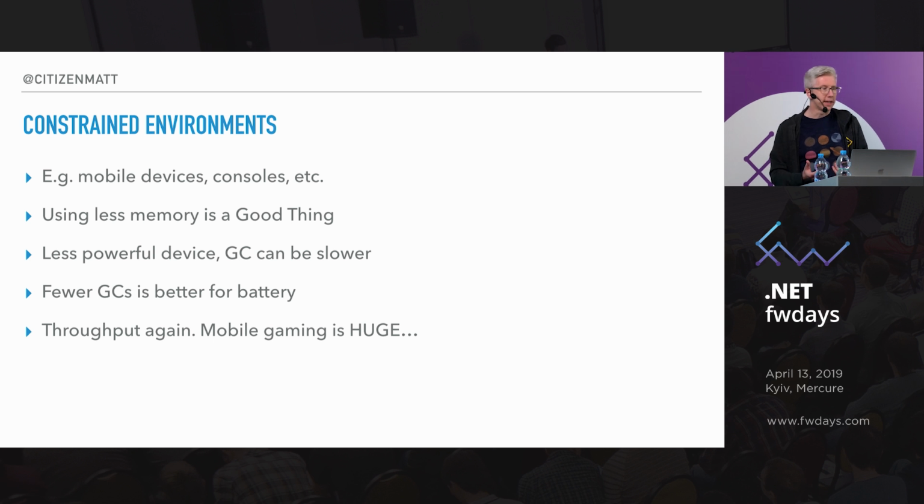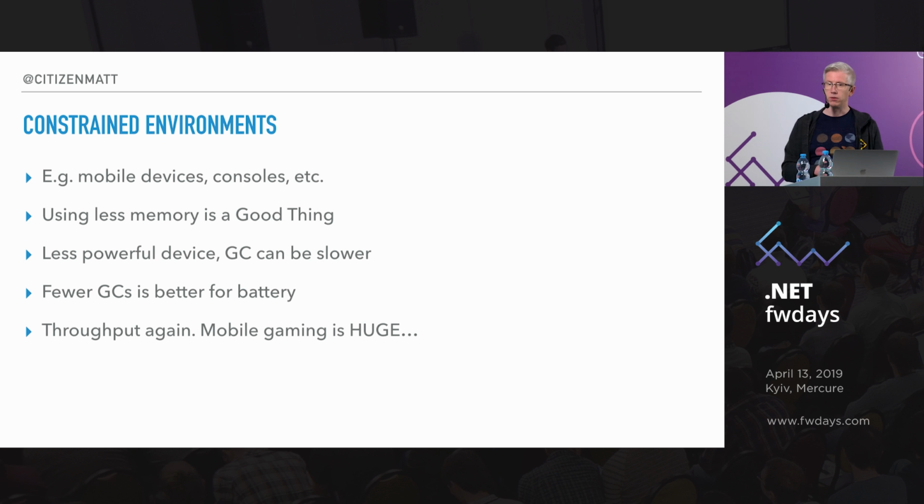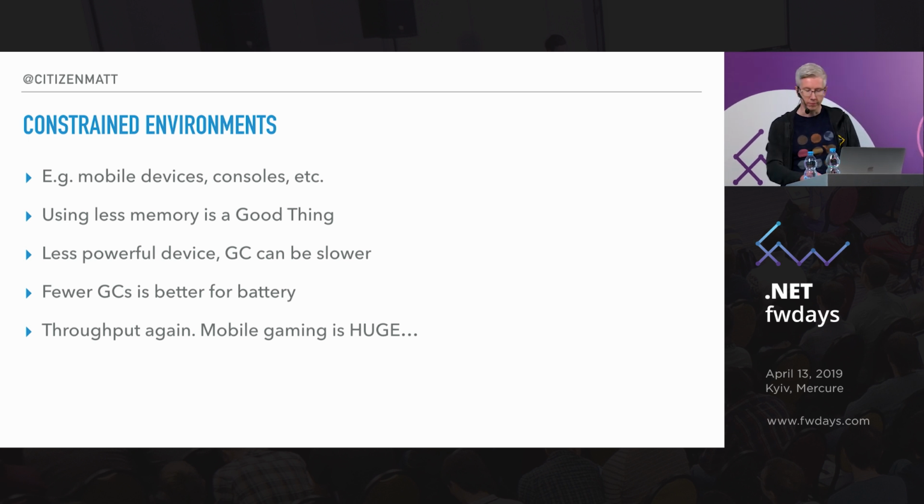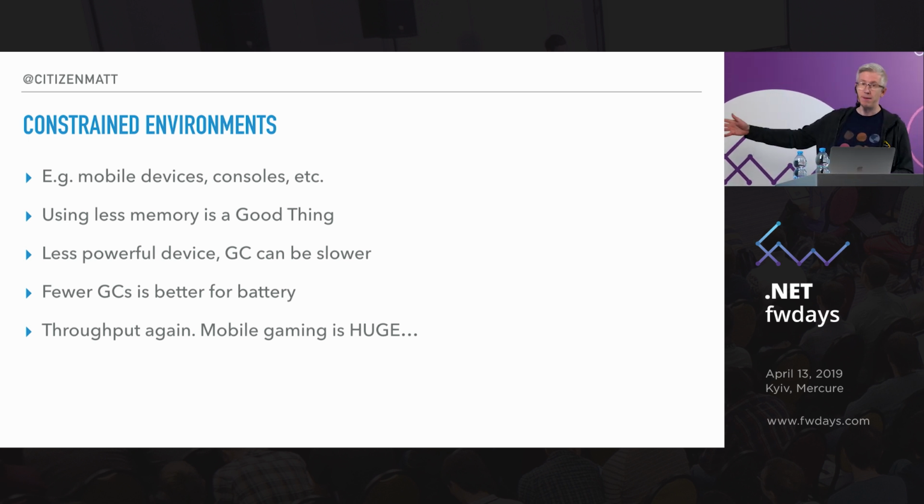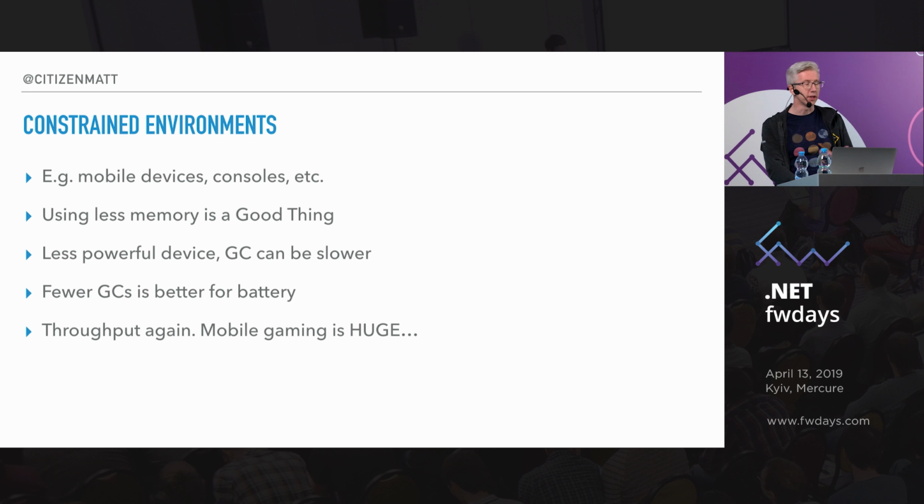It's also very important if you think about a constrained environment. If you're talking about a mobile device or a game console, using less memory is a good thing. If you've got a less powerful device, then garbage collection can be slower, and so your pauses can be more obvious. And of course, if you're doing fewer garbage collections, that's going to be good for battery life as well. So it all comes back to throughput. Mobile gaming is huge, and if you're in a constrained environment with gaming and throughput, you want everything running smoothly and nicely.